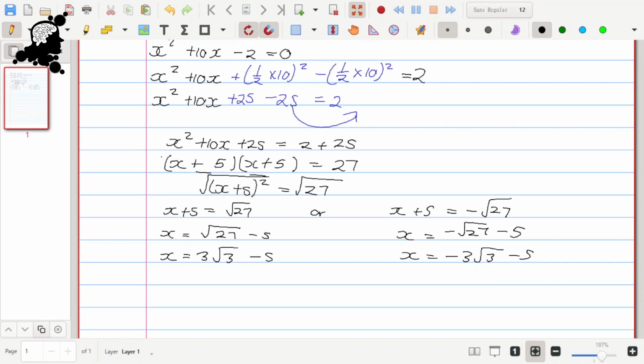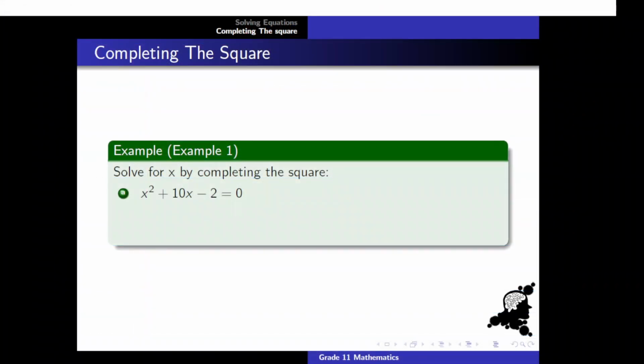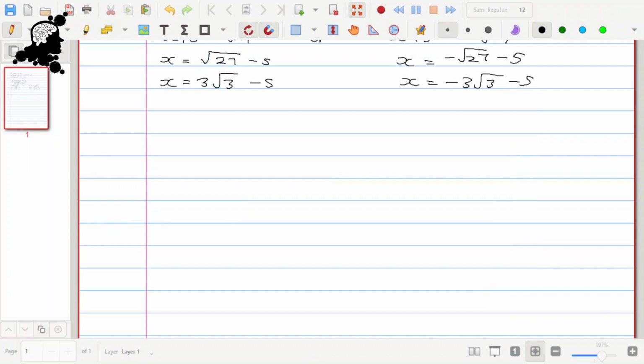Awesome. I hope that this made sense to you guys. Let's go to the notes and look at the second question. So the next question is 2x squared minus 11x is equal to 0. Let's go and write it out. So we have 2x squared minus 11x is equal to 0.